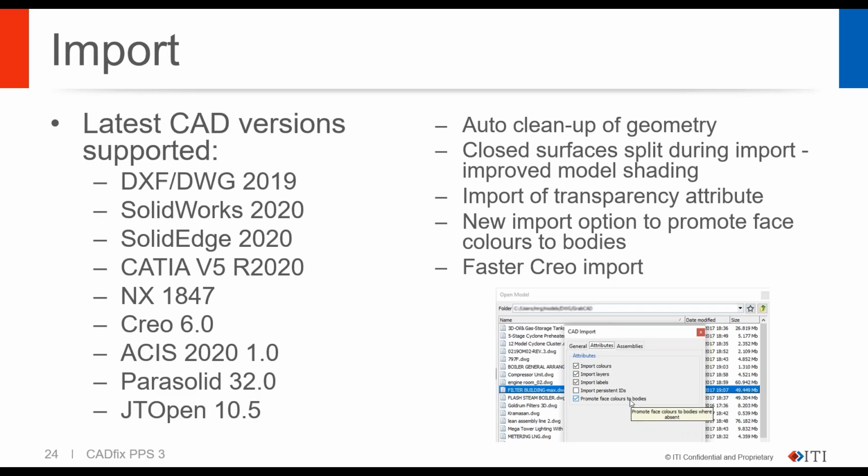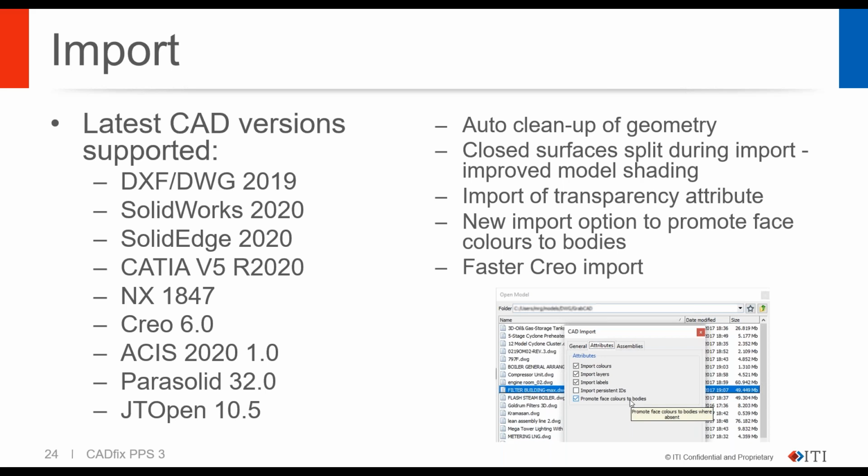So we'll start with the imports. The new release sees updated import support for proprietary CAD formats, as well as our neutral DWG, Parasolid, and ACIS, as seen in this list. There are also some improvements to the CADfix import process too. As I mentioned before, the auto geometry cleanup or minimal repair process makes tool usage more effective and efficient. Closed surfaces are split during import to improve model shading. The import of transparency attributes is now fully supported.